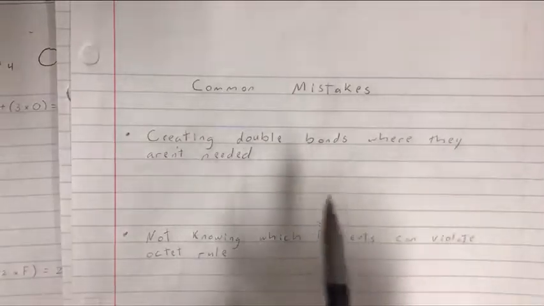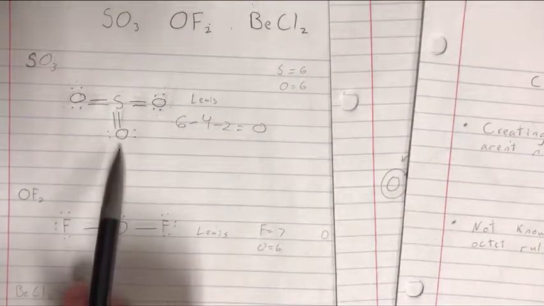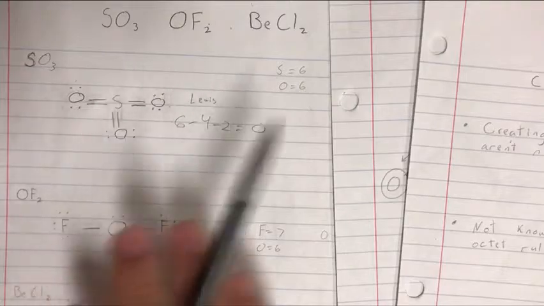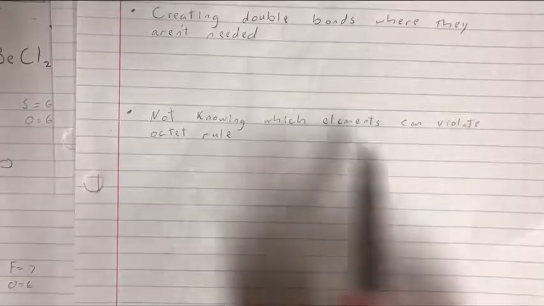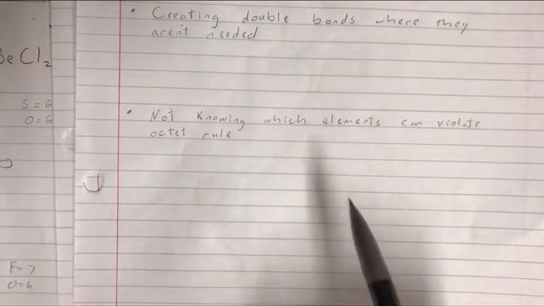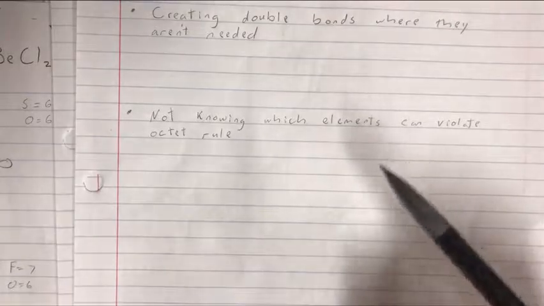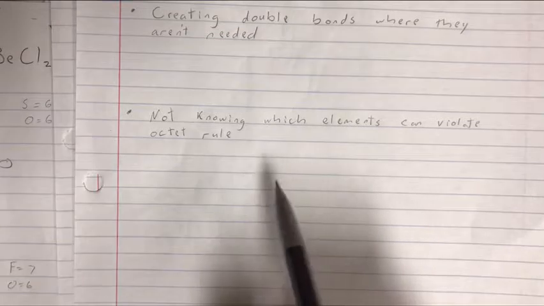Some common mistakes are creating double bonds where they aren't needed when doing the Lewis structure. Like I said earlier, these needed a double bond because the octet couldn't be filled. Another common mistake is not knowing which elements can violate the octet rule. All the elements from the third row and down can violate it by having more electrons. And some elements, such as Be and boron, don't need all the electrons in their shell filled because they don't have enough electrons in the molecule.